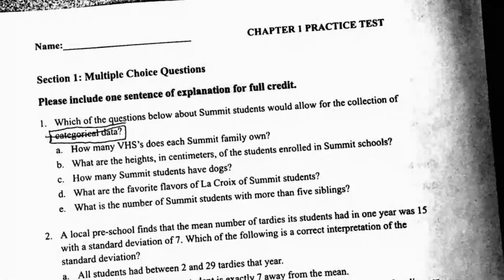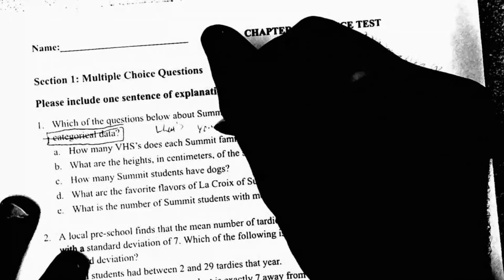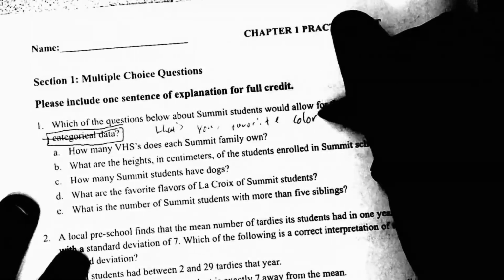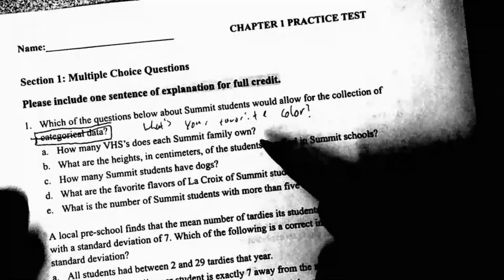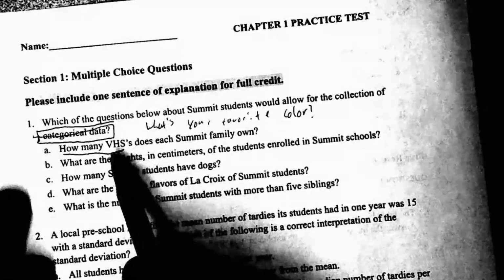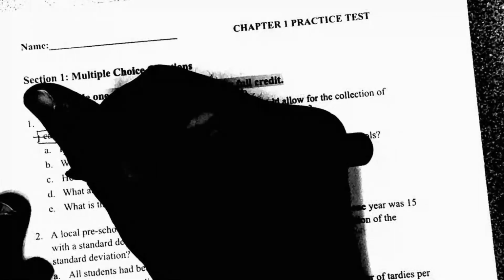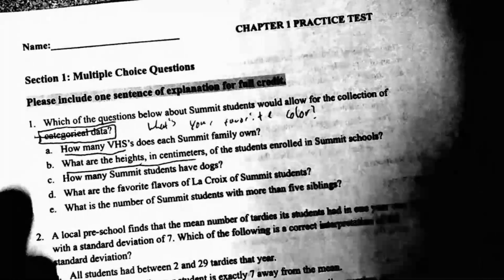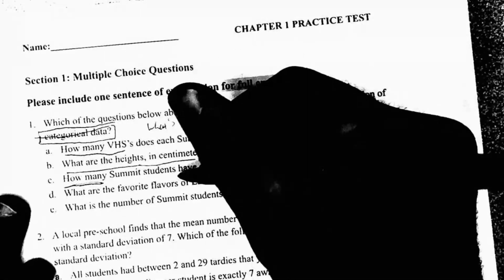Remember, categorical data is a question like, what's your favorite color? You're fitting into a category, right? So I'm looking for which question fits into a specific category. If I'm looking at how many VHSs, that's going to give me a number, right? So that's numerical. What are the heights? Or height are a number, a value in centimeters. So that's going to be numerical. How many? How many? That's a key word right here. That's going to give me numerical data.